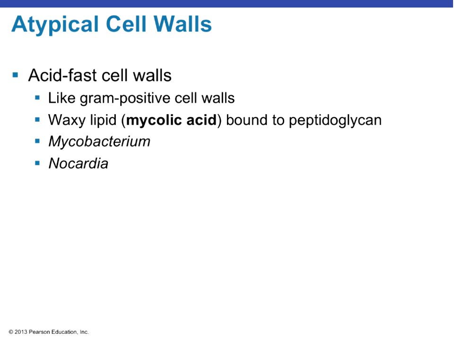So not all bacterial or prokaryotic cells have a cell wall that is made out of peptidoglycan. We talked about that in Chapter 3. We can have acid-fast staining cell walls, so we use a slightly different procedure to stain those walls. Acid-fast cell walls are very similar to gram-positive cell walls. In fact, if we gram stain them, they would actually stain purple, but they're not really gram-positive. They have a mycolic acid or a waxy lipid layer that's bound to peptidoglycan, which makes it an atypical cell wall. Examples of acid-fast staining cells are Mycobacterium and Nocardia.